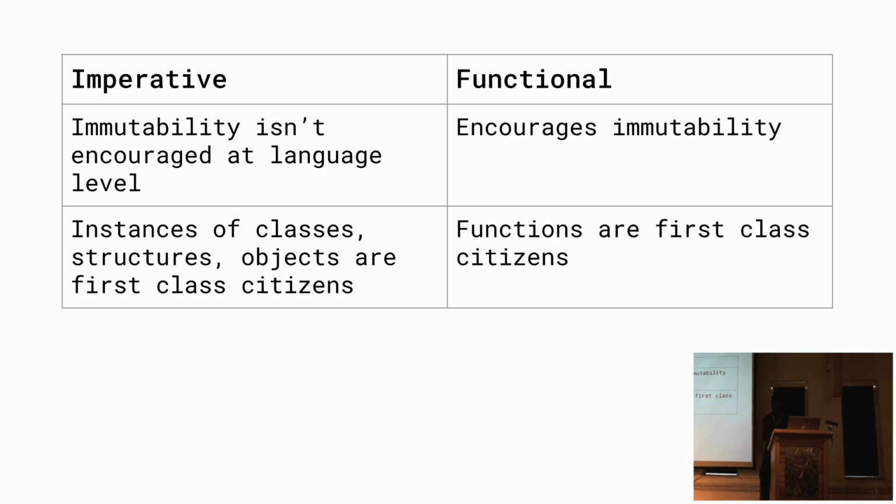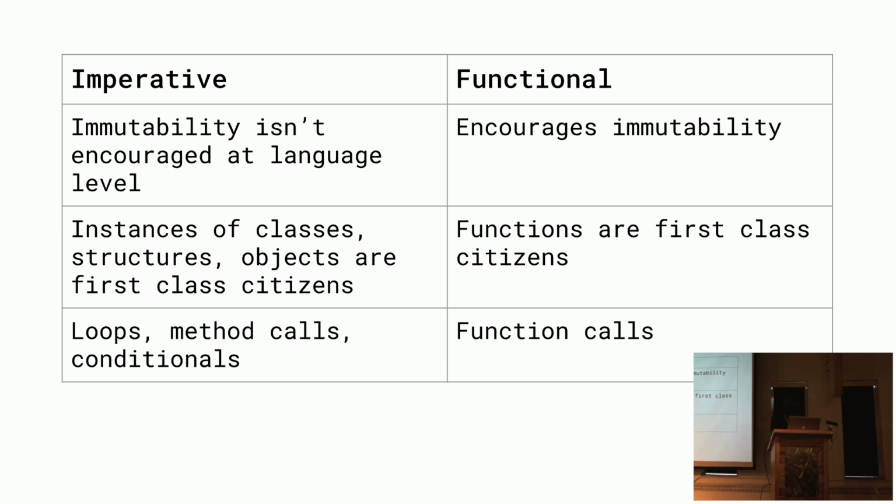Also, instances of classes, structures, objects are first-class citizens. So things you can store in variables, strings, integers, they're first-class citizens of normal imperative languages. But in functional programming languages, functions, in addition to all of this, are also first-class citizens. We'll talk about that shortly as well.